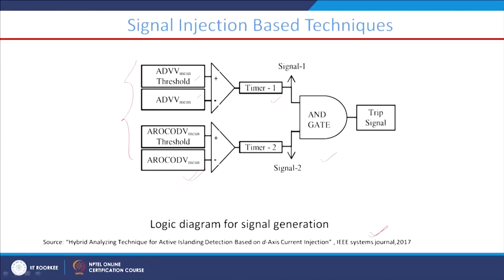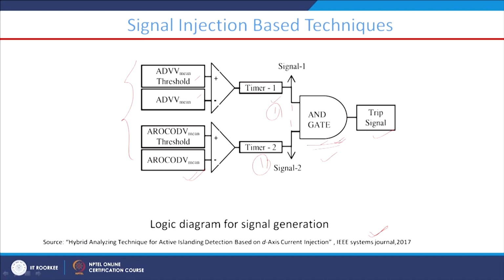Similarly, if the value of this other feature exceeds the threshold, then this particular signal will be given to this AND gate, right. So, this AND gate means if this status timer output is 1 and this timer output is 1, only when these two inputs are 1, then this AND gate will operate and the trip signal is going to be generated. That is the meaning of this AND gate.